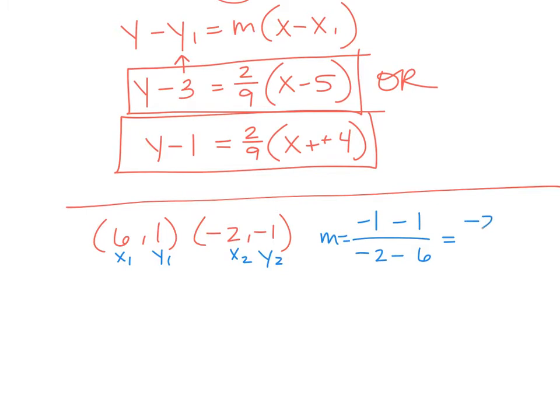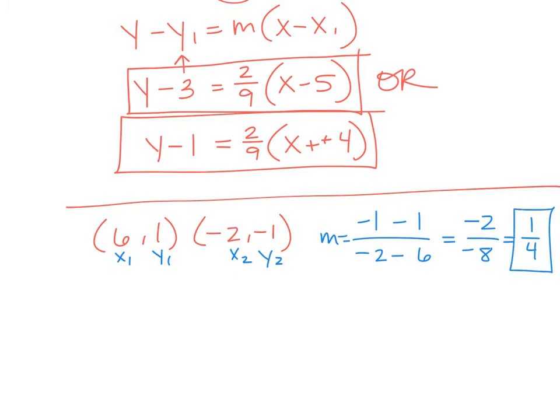Okay, simplify that. So this is my m. Negative 1 minus 1 is negative 2. Negative 2 minus 6 is negative 8. What does that reduce to? Positive 1/4, right? Negative divided by negative is positive. So 1/4. Okay, so this is m.